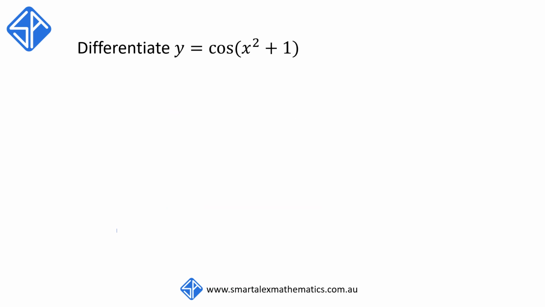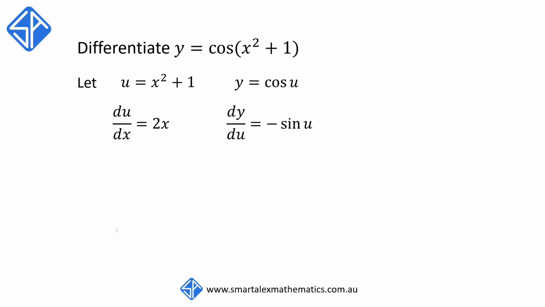For our second example, we're going to differentiate the function y is equal to cos of x squared plus 1. We're going to start off by letting u equal to x squared plus 1. So now we can express y as being equal to cos u. We then differentiate u with respect to x, so we're going to get du on dx is equal to 2x, and we're going to differentiate y with respect to u, so we have dy on du is equal to negative sine u.